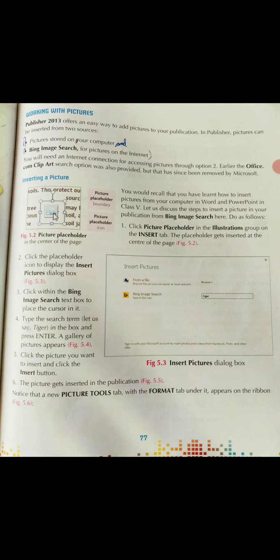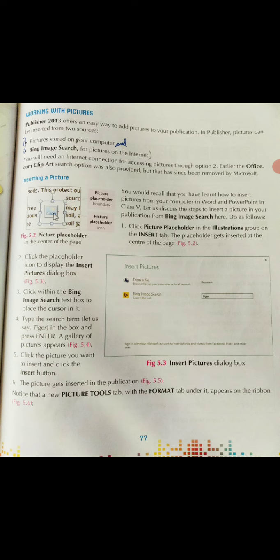Step 1. Click picture placeholder in the illustration group on the insert tab. The placeholder gets inserted at the center of the page. So here in step 1, firstly we are going to click the placeholder. When I am talking about a placeholder, what do you mean by placeholder? You will see whatever picture you want to insert.